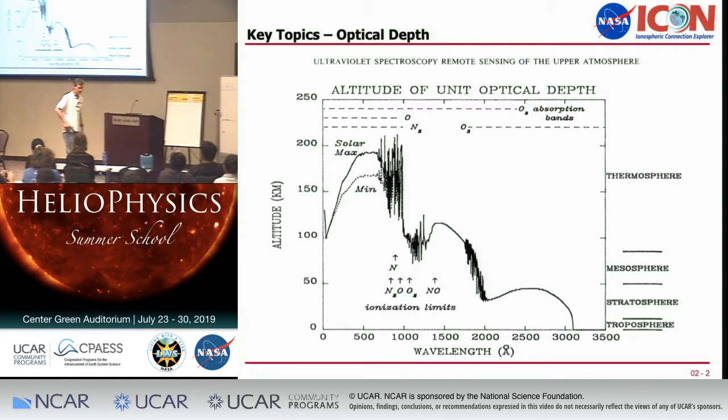So we talked about optical depth, what it is. This is it as a function of wavelength in our atmosphere, from simulations and observations. This comes from that book, Ultraviolet Spectroscopy, Remote Sensing the Upper Atmosphere, 1991 Space Sciences Review. It's Bob Meyer's. In grad school we referred to it as the Bible.